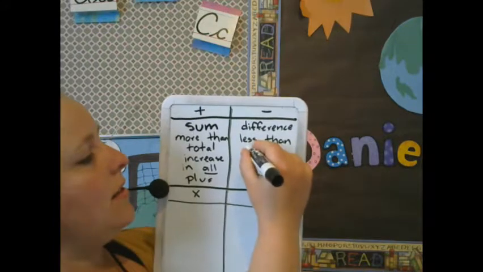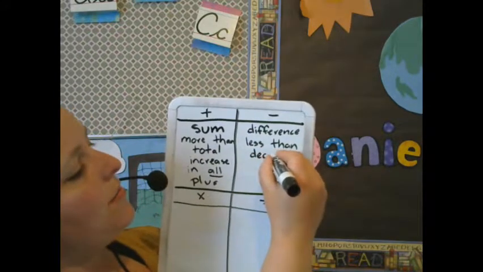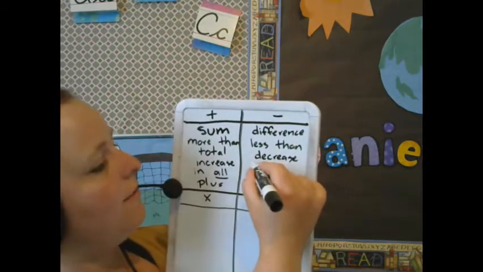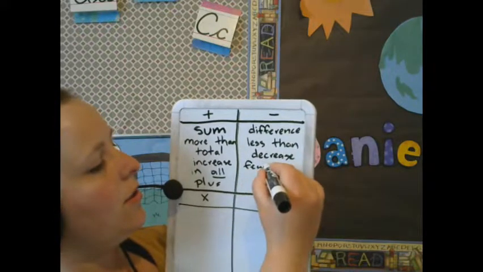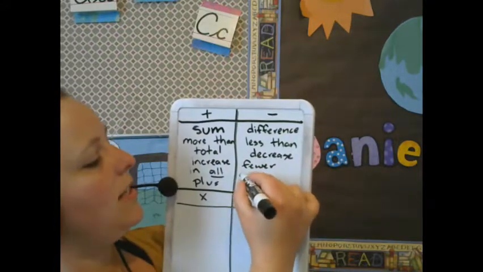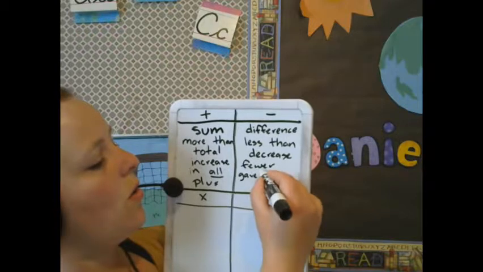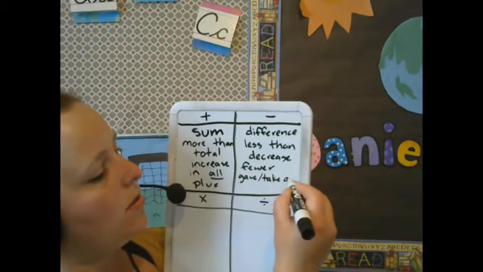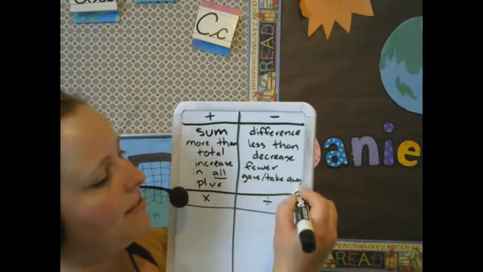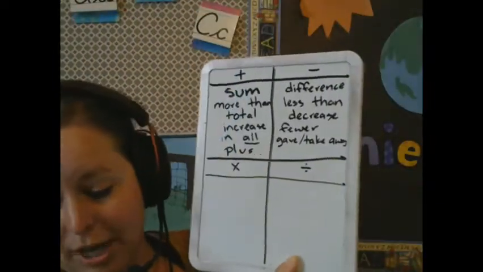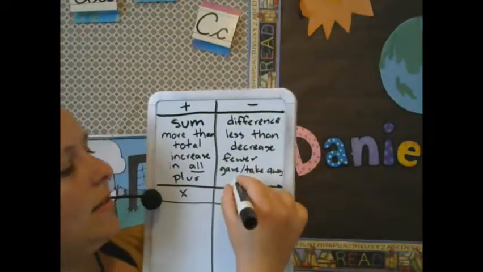So we've got less than, decrease, which also means that we're taking away. Decrease, fewer could mean subtraction. So if it says that someone gave away, or if you're going to take away, that says away. That also means subtraction. And then minus can mean subtraction.